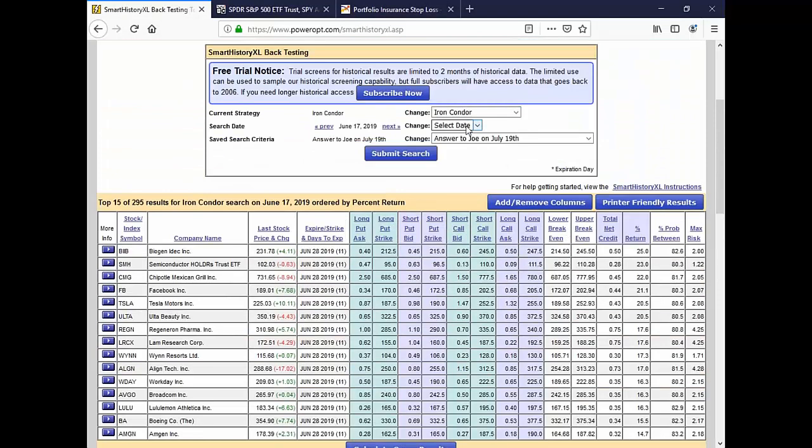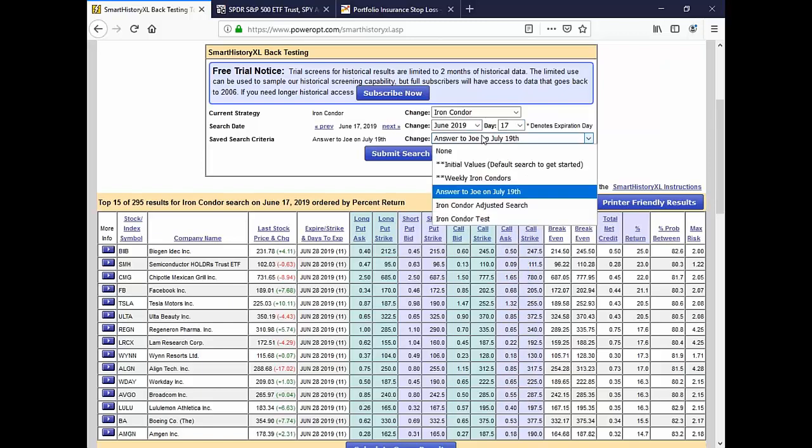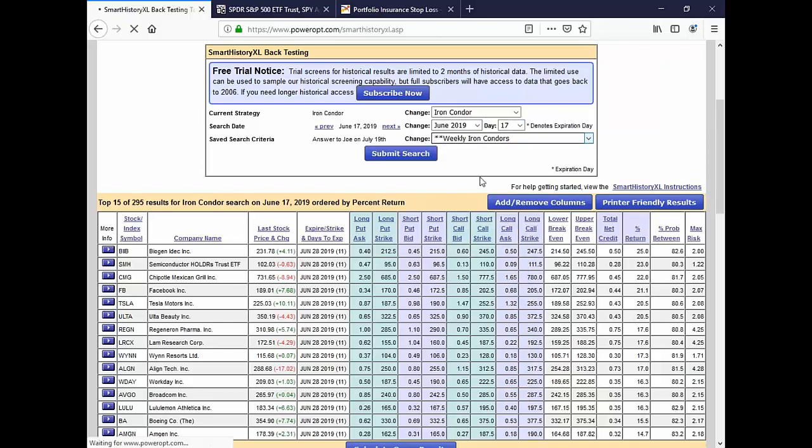So we're going to keep June 17th as our search date. June 14th was expiration. We would have opened it the Monday following. And we're going to go to the weekly Iron Condors again. Okay, and let's go ahead and submit that. We know we're going to have about 8 to 10 seconds here, maybe a little bit longer, to see which trades would have matched this criteria.